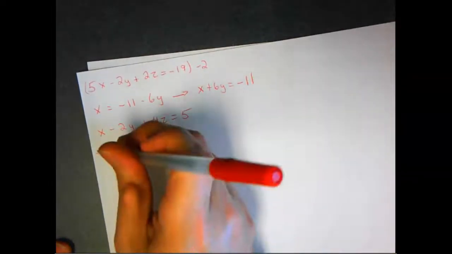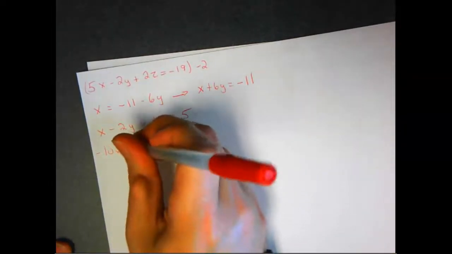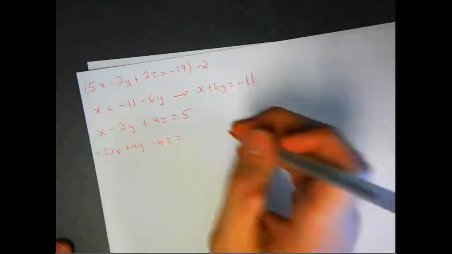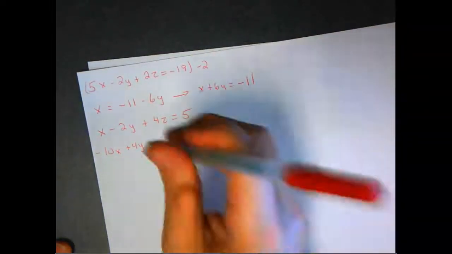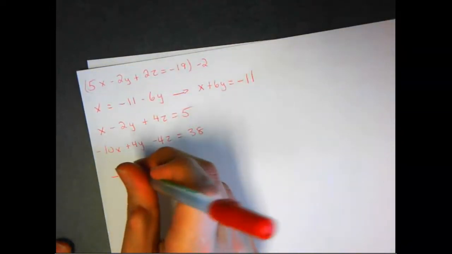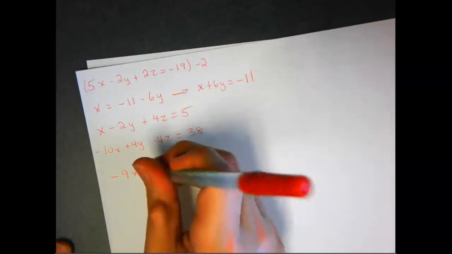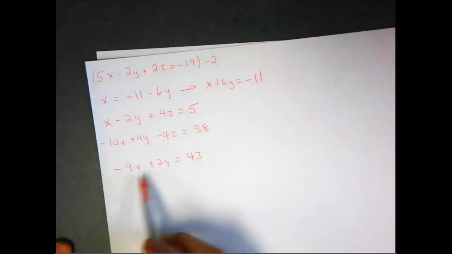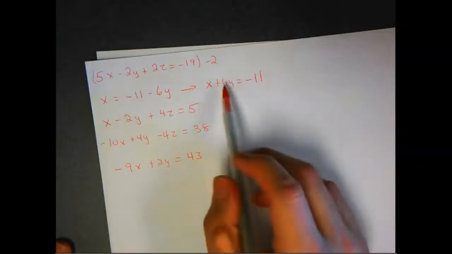And I'll write it down here. So negative 10x plus 4y minus 4z equals 38. Add these together: negative 9x plus 2y is 43. There's my equation with x and y, two variables. Bring this one down with it.